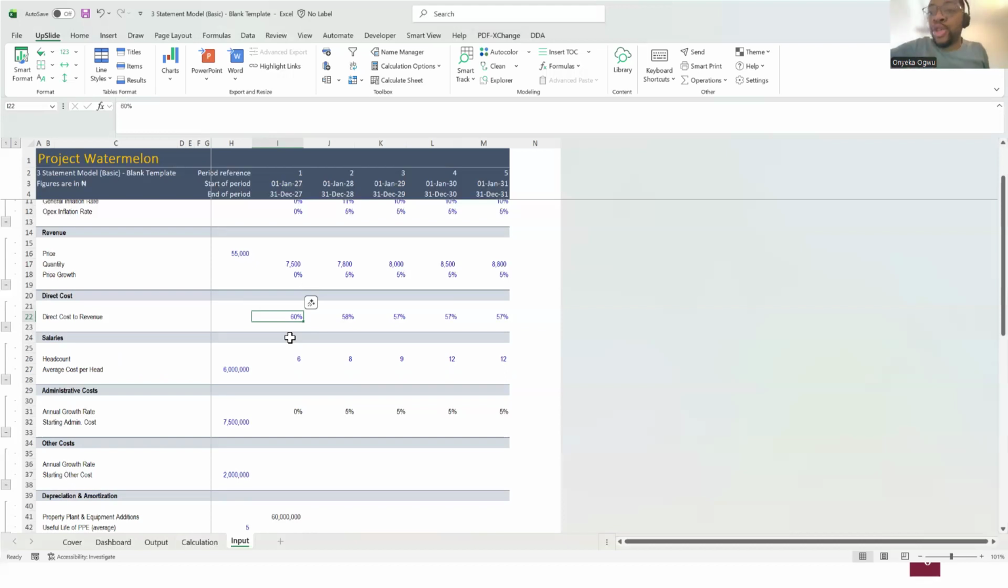That means 60% of your revenue is cost. In year two, they're saying 58% of your revenue is cost. In year three, 57% of your revenue is cost. Who can tell me why you think this percentage is decreasing from 60, 58, 57? I know it's not here and it can be anything, but who can tell me why? The cost to revenue is decreasing as the business is growing.